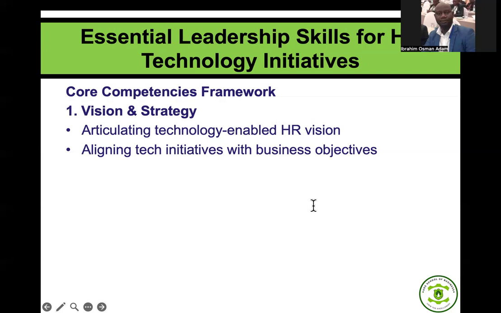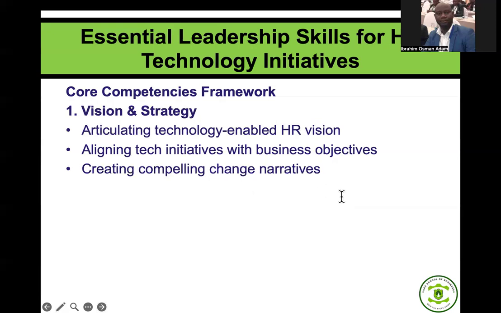The technology is there, but does the technology we are bringing align with what the organization was set up to do? Aligning tech initiatives with business objectives is very, very important. It will ensure that the HR technology investment we are bringing will directly support the broader organizational objectives. It also means that every technology decision will be connected to the business strategy. If the business strategy is cost reduction, revenue growth, risk mitigation, or maybe attaining a competitive advantage over our competitors, the technology should be aligned with that.